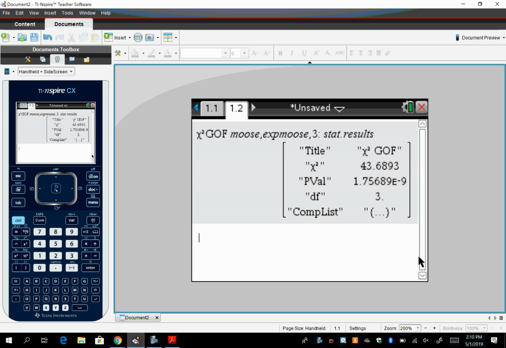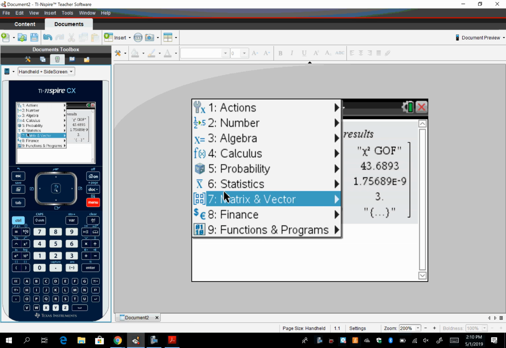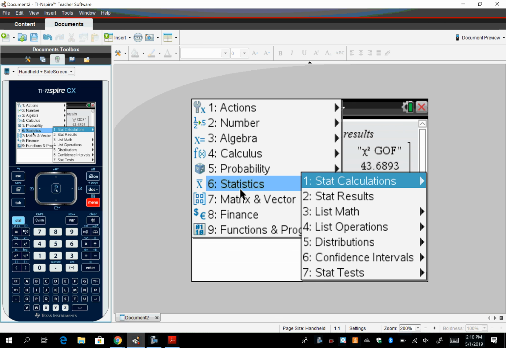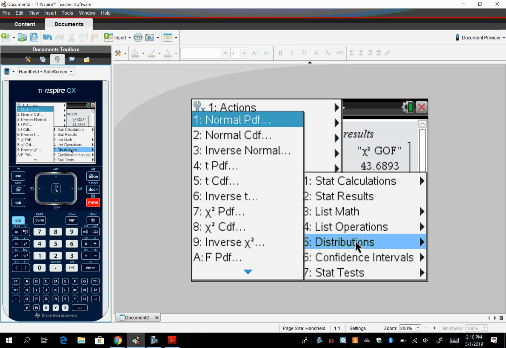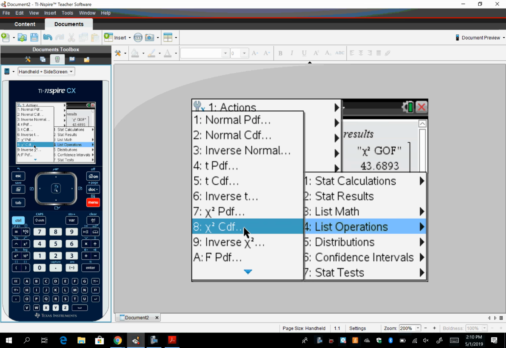Now let's say that you knew chi-squared, but you didn't know the p-value. Go to menu, just for fun. Statistics, Distributions. Do you see number 8 where it says chi-squared CDF? We've never used that, but I want to make sure you see this before tomorrow. There might be a question on it. Maybe.